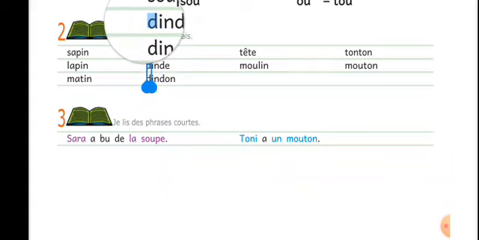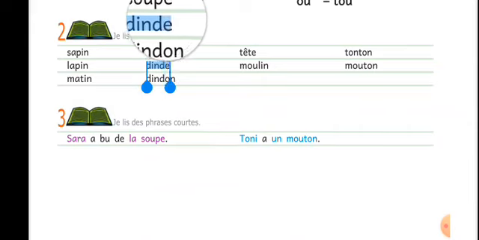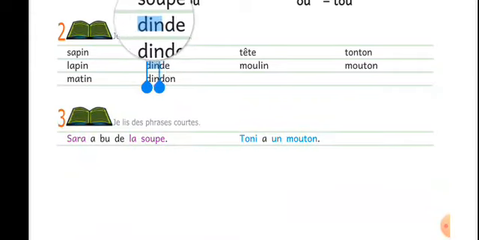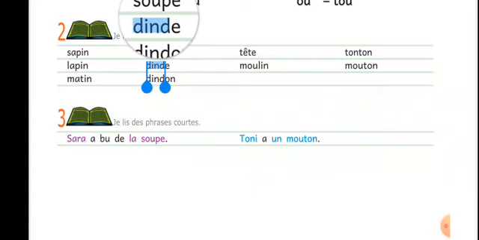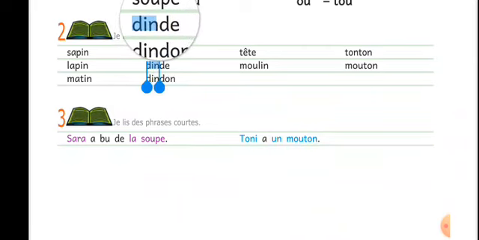We have de, un, and of course de. Remember, we forget about the E as we always do, since it's the last letter in this word. So this is what we're going to do. We're going to read de, un with the other d at the end. So let's start with the first. De plus un gives us which sound? De plus un. Yes, of course, it is dung.